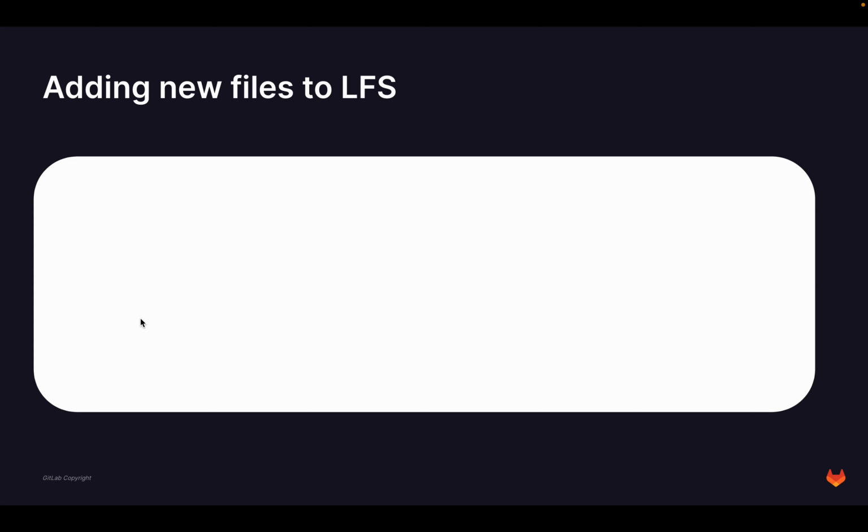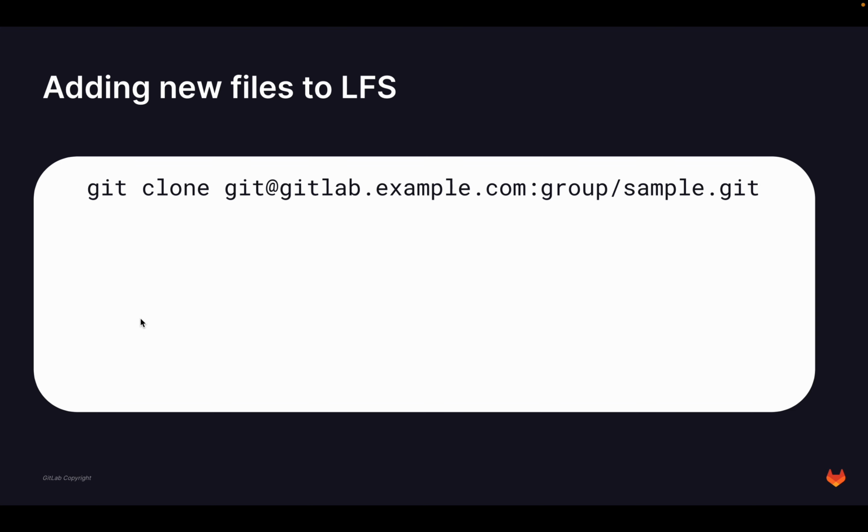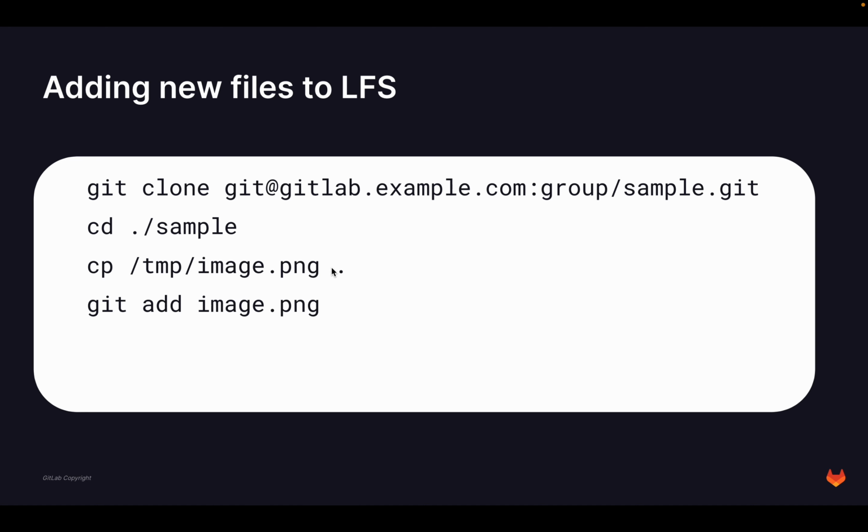Adding new files to LFS. So again, let's start with a sample. But once you have installed Git LFS on your repository and created this Git attributes file, then you can simply start copying in a file. So take an image.png from the temp directory, I add it, and with the hooks installed, with everything prepared, you can now simply commit, and that will automatically add the image.png to the LFS storage.